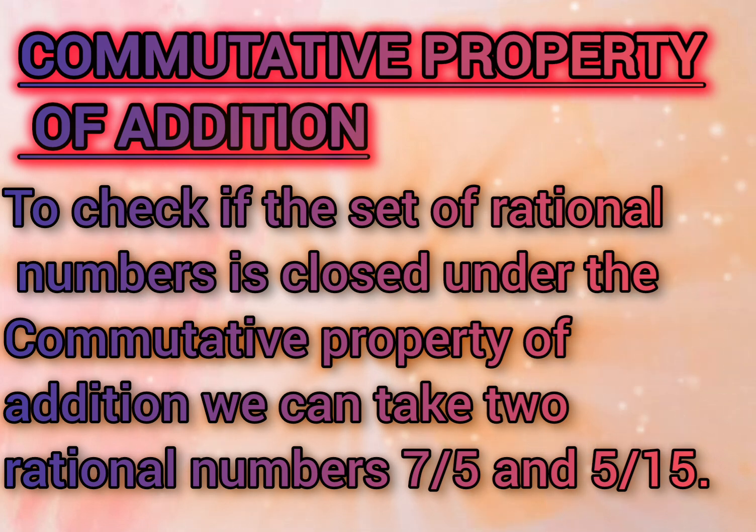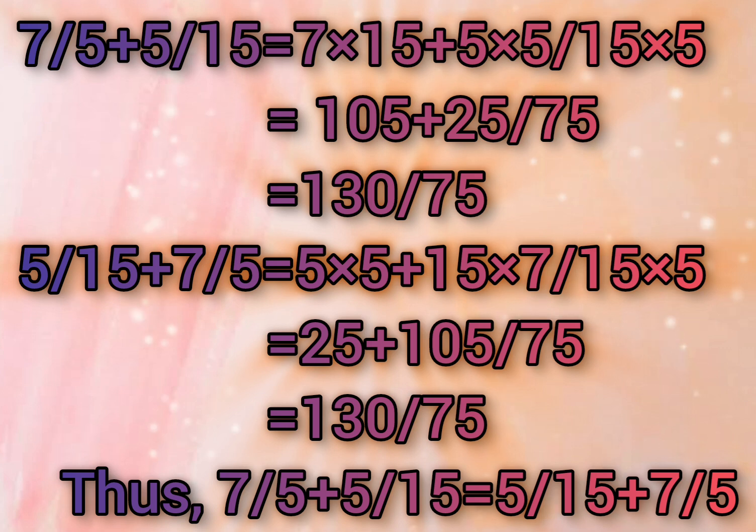we can take two rational numbers 7 by 5 and 5 by 15. Now we will add 7 by 5 and 5 by 15. When we cross multiply, we get 7 into 15 plus 5 into 5 divided by 15 into 5. When we multiply, we get 105 plus 25 divided by 75. When we add, we will get 130 by 75.